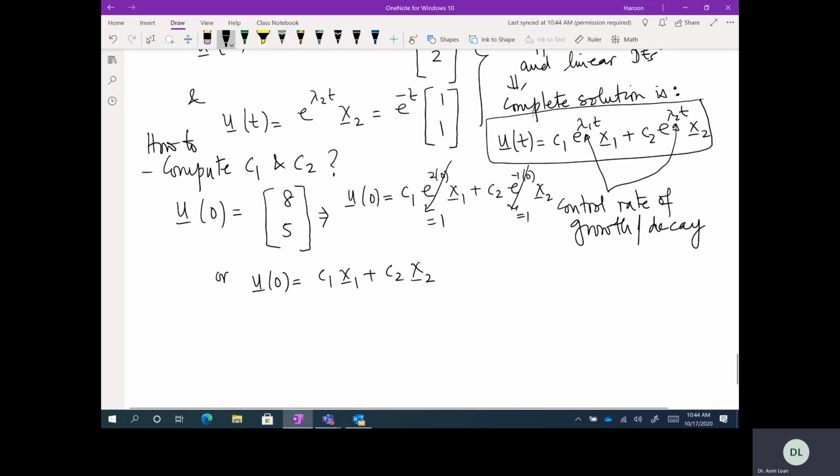But what is C1, C2? So how do I write this one? I can always write this in the same Ax equal to b form. So this is equal to 8, 5. This is my vector b. This is equal to my S, and this is equal to C1, C2.